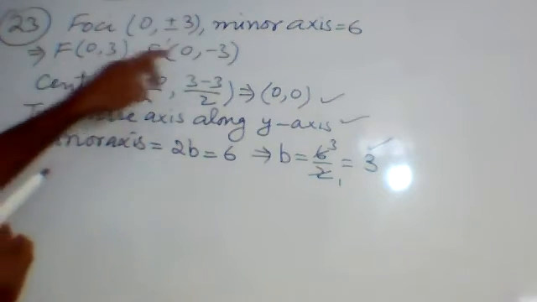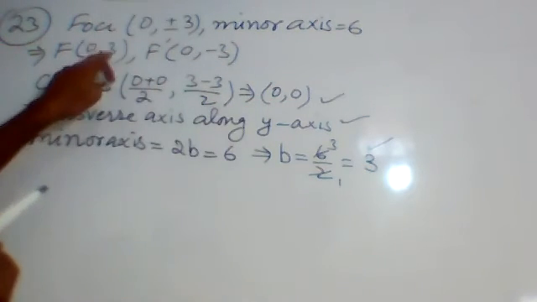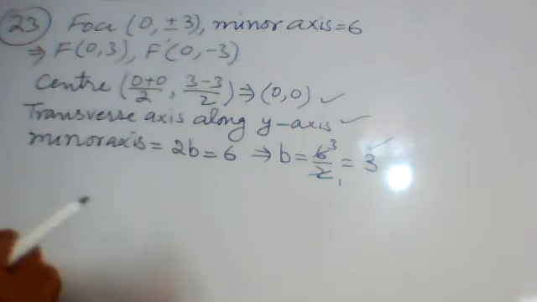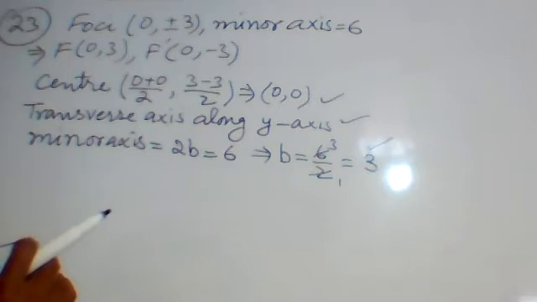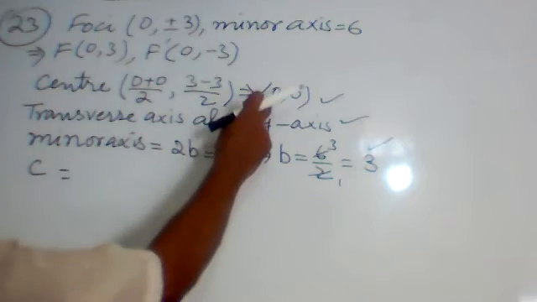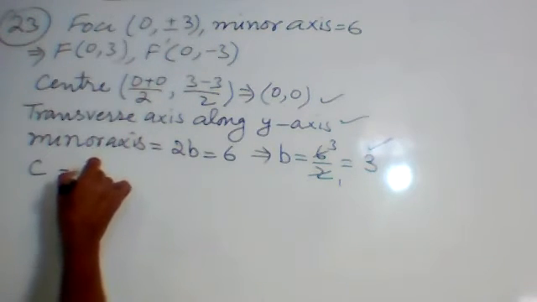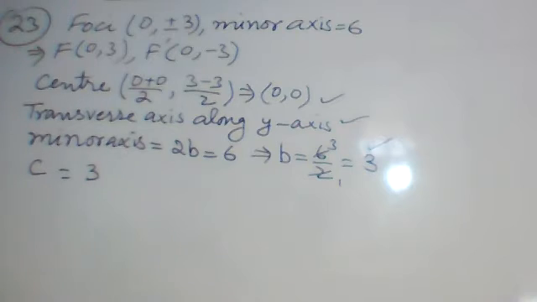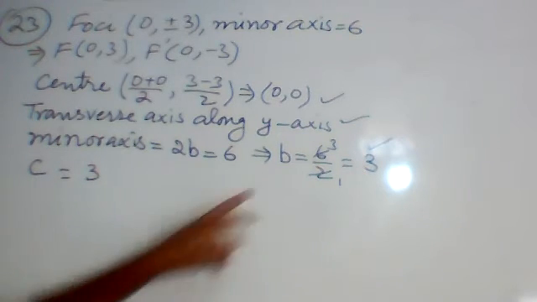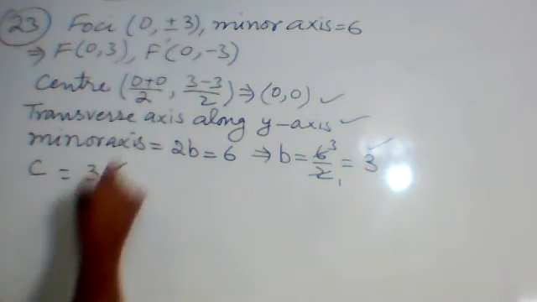Now foci is given and the center we found. So the distance from the center to one of the foci will be c. c will be equal to the distance from 0, 0 to 0, 3, which is 3. c is 3. So now if b is known and c is known, we can find a.